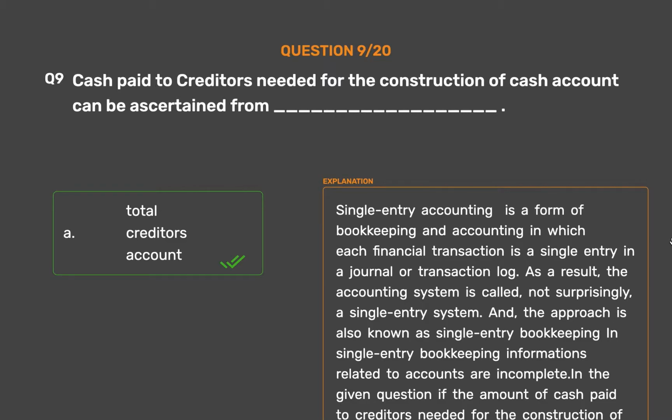In single entry bookkeeping, information related to accounts is incomplete. In the given question, if the amount of cash paid to creditors needed for the construction of cash account is not given or not available, it can be ascertained from total creditors account.